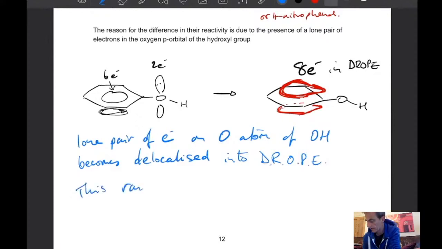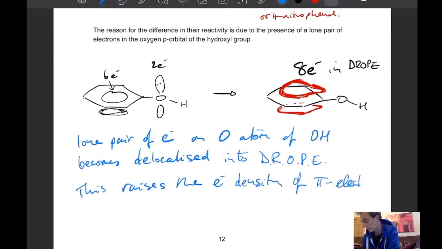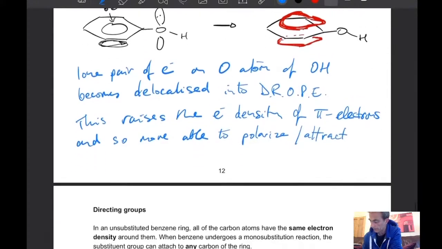This raises the electron density of the pi electrons. We've gone up to 8. And because of that, it's more able to polarize or attract electrophiles. Something like that would be absolutely fine.